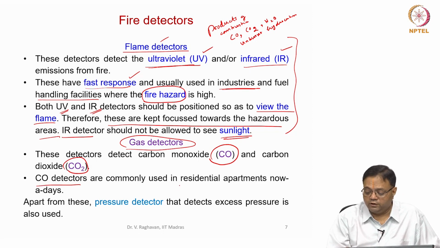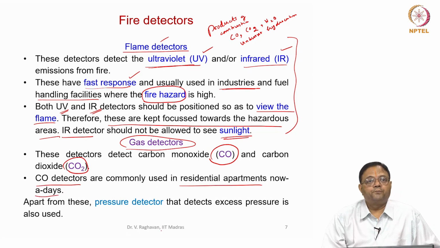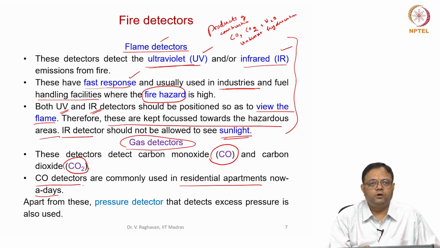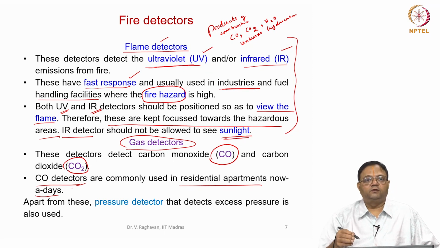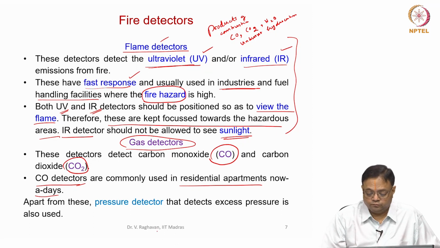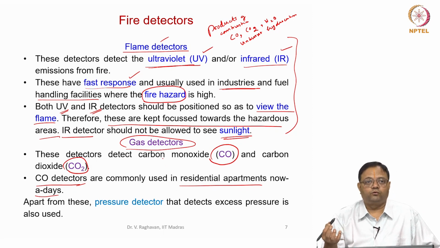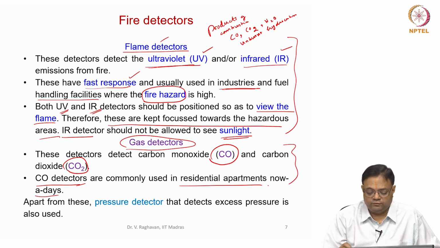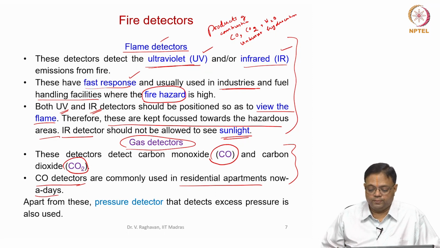CO detectors are commonly used in residential apartments nowadays, because CO basically is a very toxic gas, and sensors are available now to detect them accurately. So, using CO sensors, we can see there is an occurrence of fire. There are also some sensors which can detect unburned hydrocarbons, but those are used in industries. Even oxygen based detectors, where the oxygen concentration falls below a value, can be used, and so on. But CO and CO2 sensors are most commonly used.